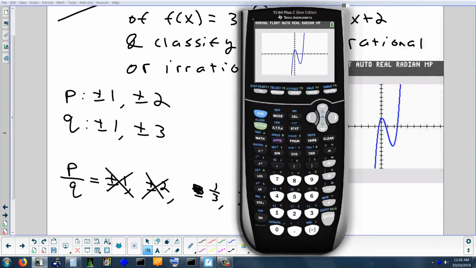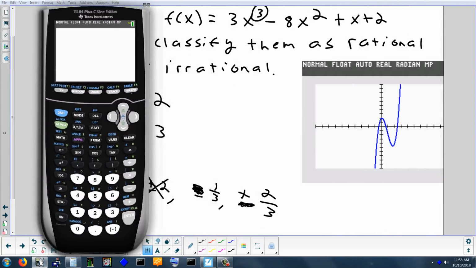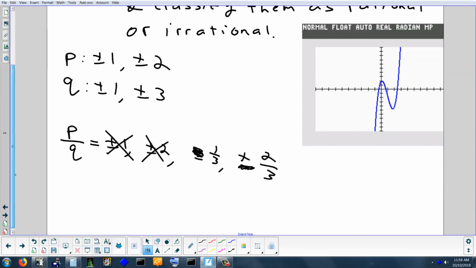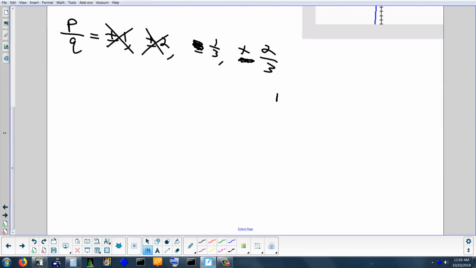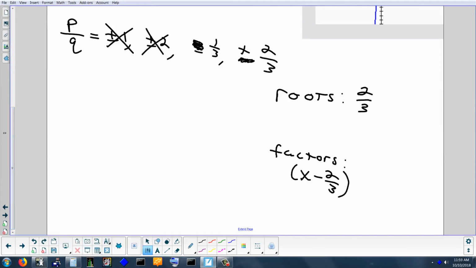So let's check which one works. I go to my table, minus 1/3. No, that's not 1. It looked like 1, but it's not. And then if 2/3 doesn't work, then we're stuck. And it does. So 2/3 is a root. Put that off to the side. Actually, I'll do 2 things. Roots and then factors. 2/3 is a root. That means x minus 2/3 is a factor. Okay?